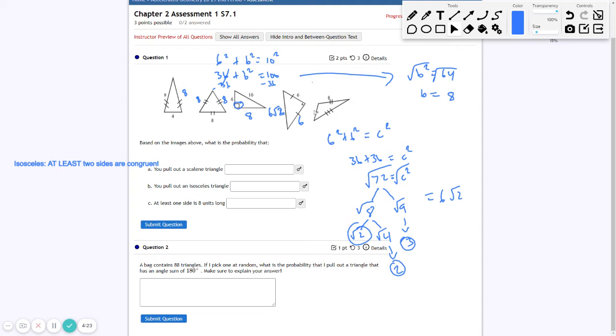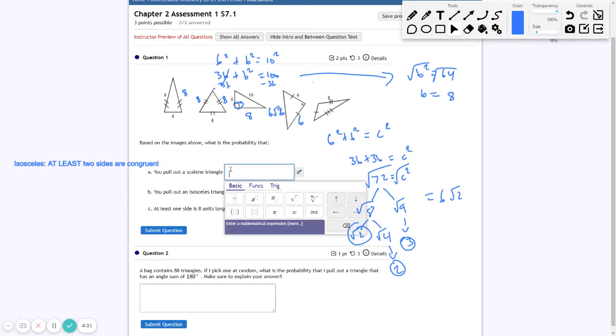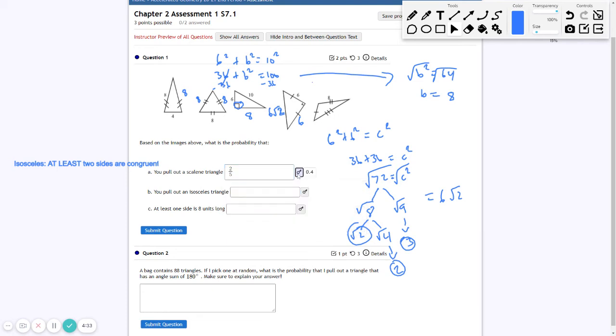And this is scalene because if you notice the tick marks, each of them have a different amount of tick marks. So they're all going to be different. So we can say that this is 2 over 5. Now, it will tell you to reduce it as 0.4, but I go through your test, and so if you put 2 over 5, this also is a valid answer.